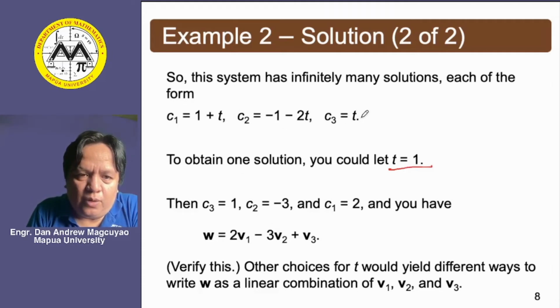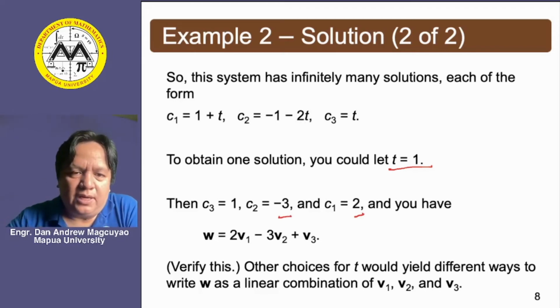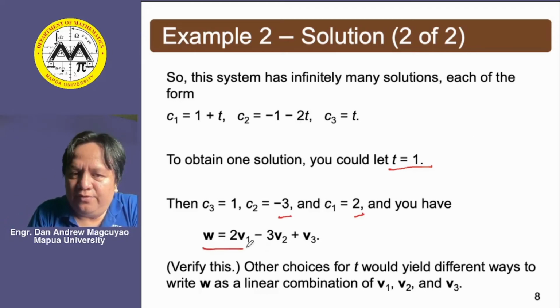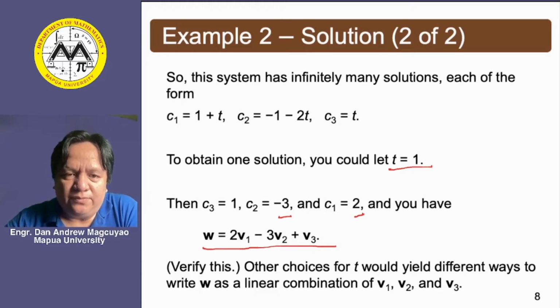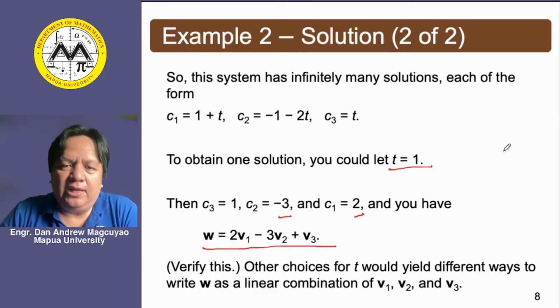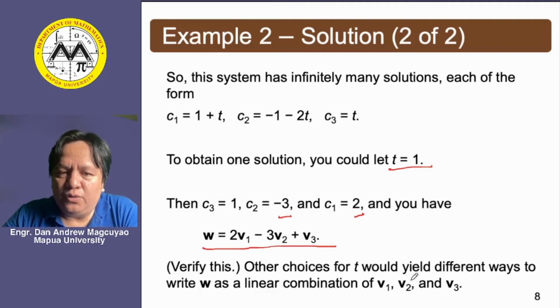So C3 is 1. C1 is 1 plus 1, which is 2. And C2 is negative 1 minus 2, which is negative 3. So thus, you can have the vector W, which is 1, 1, 1, equal to 2 times V1 minus 3 times V2 plus V3. The other choices for T would yield different ways to write W as a linear combination of V1, V2, and V3.